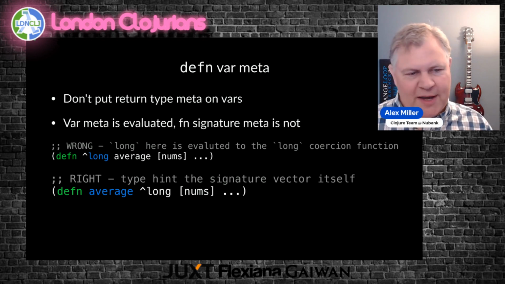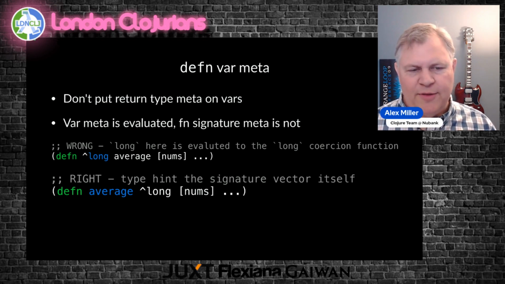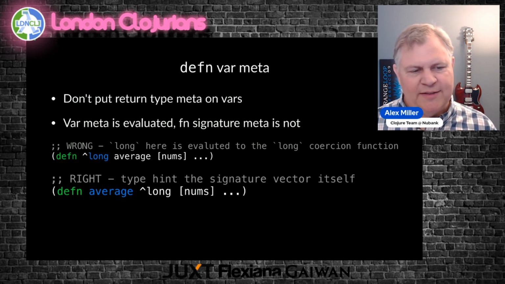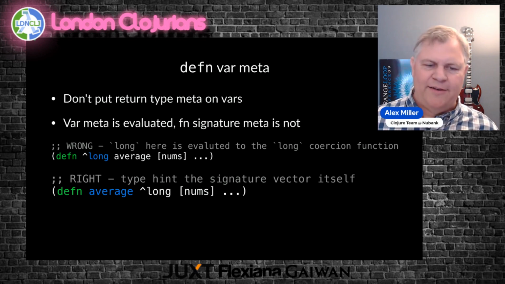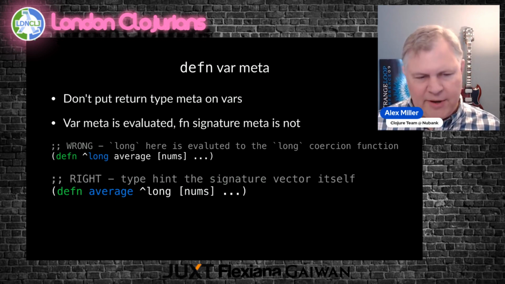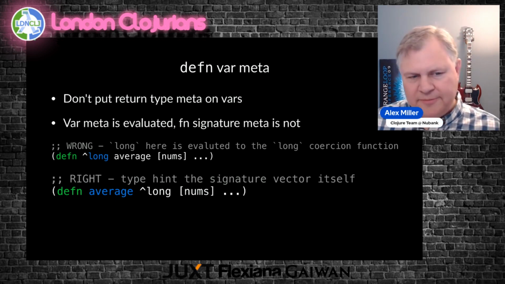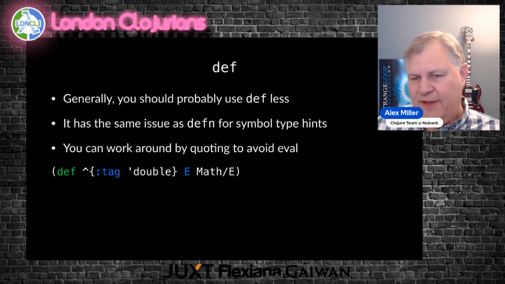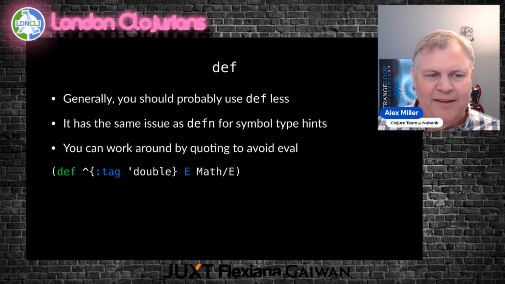It is possible to type hint the var if you are careful about how you do that, either by using an explicit metadata map with tag, or by quoting it appropriately. But really, you should not do that. You should really type hint the parameters, the vector parameters of the function itself. That is, I'm going to say, the right way to do this. That's my recommendation. Generally, you should probably just use def less. The big advice is use less global state in the first place.